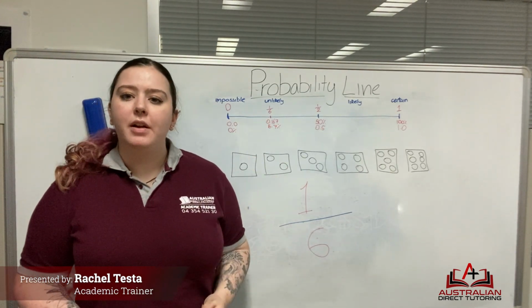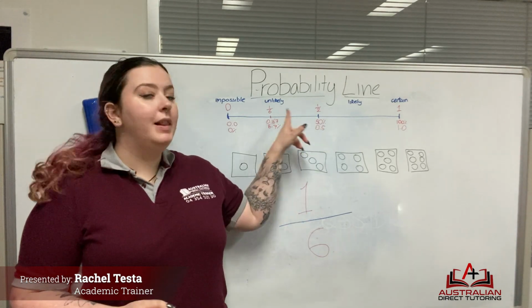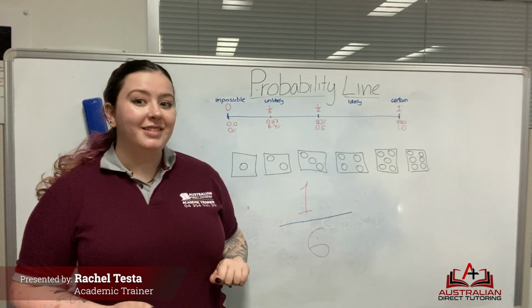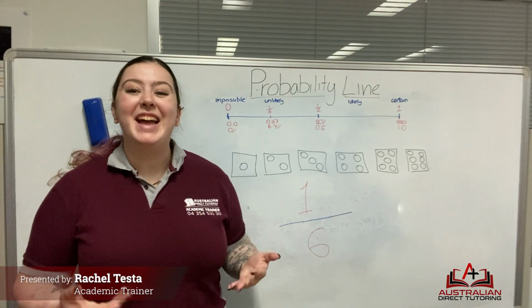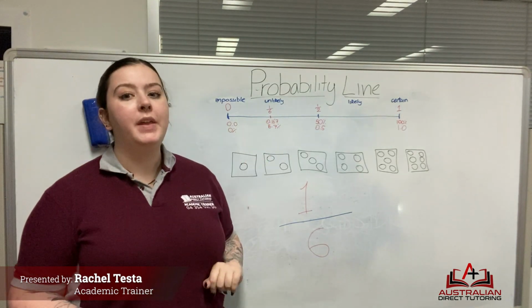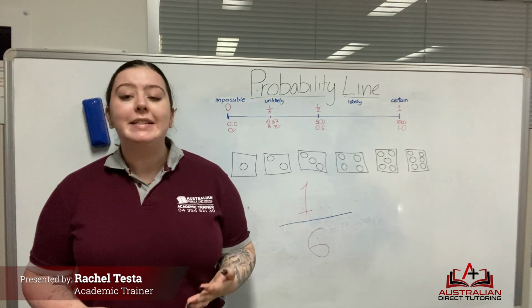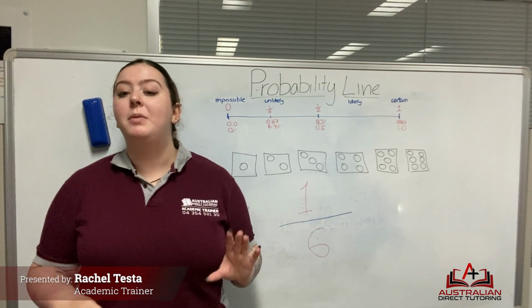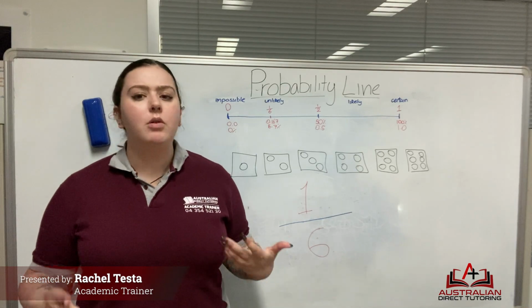Do you remember what we learned about anything with a probability of less than half? That's right, we learned that anything with a probability of less than half means it's unlikely. This means that if we roll a dice, it is unlikely that it will land on a particular number, like a 4 or a 1.